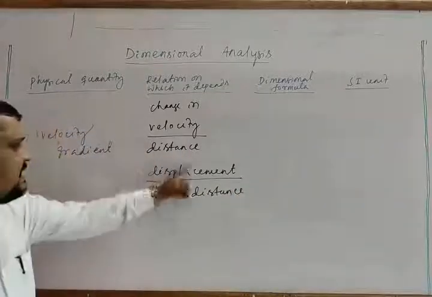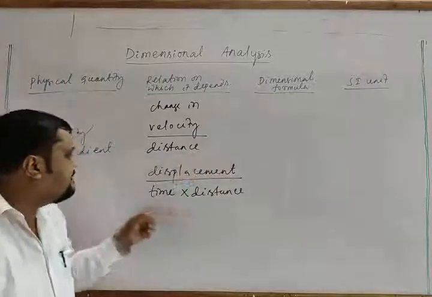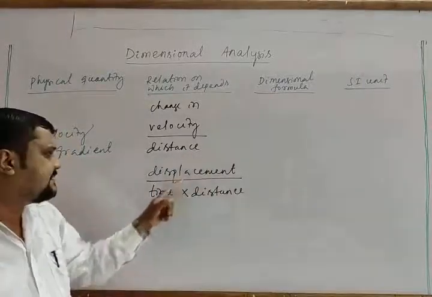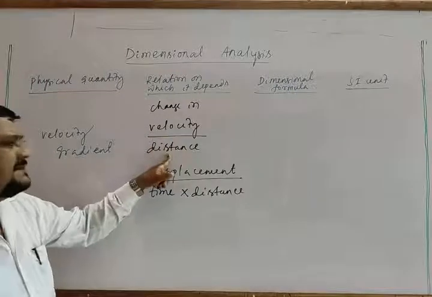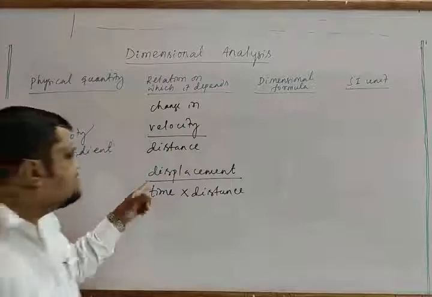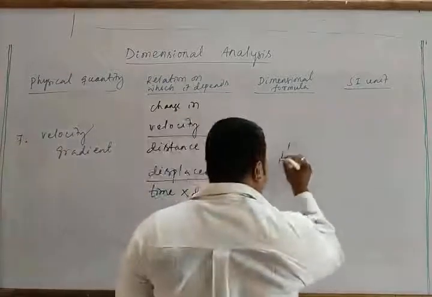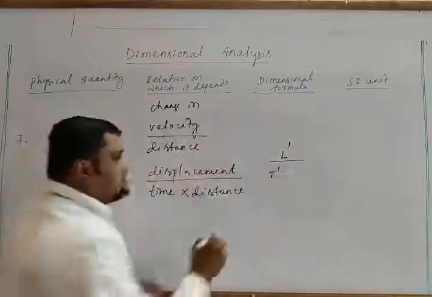Now the velocity gradient depends on fundamental units: displacement, time, distance. Here velocity is a derived physical quantity, while these are fundamental physical quantities. Now I make everything fundamental. So displacement means L1 divided by time T1, and distance again L1.